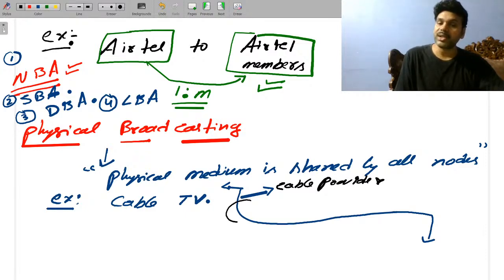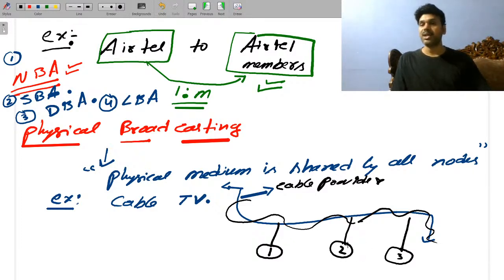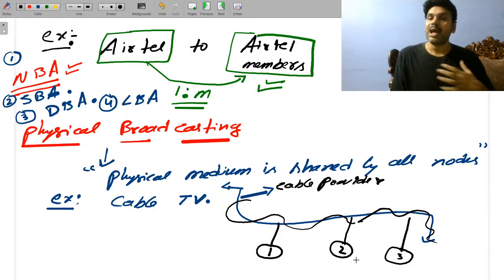As soon as he generates the data, it flows through the medium from one point to another. Whoever is connected to that particular medium will get the same broadcast, node 1 and node 3. Here I'm not using a dedicated channel, I'm using a shared channel. As I am connected to the shared channel, I'm going to get the shared data, no doubt in that. So that is the concept of physical broadcasting.